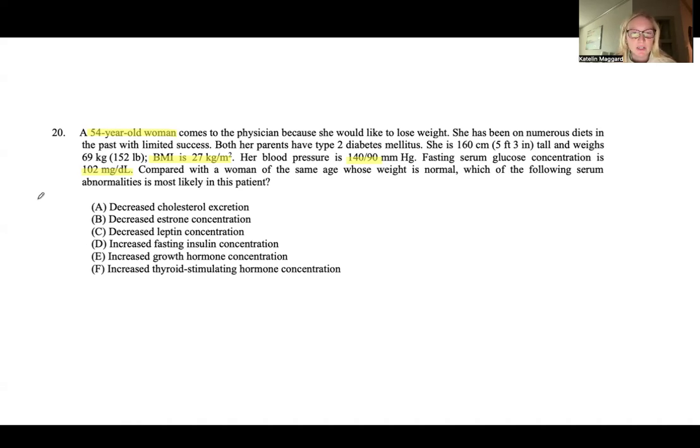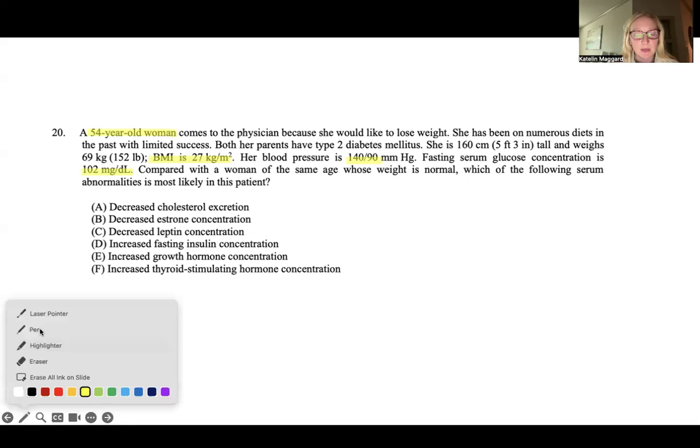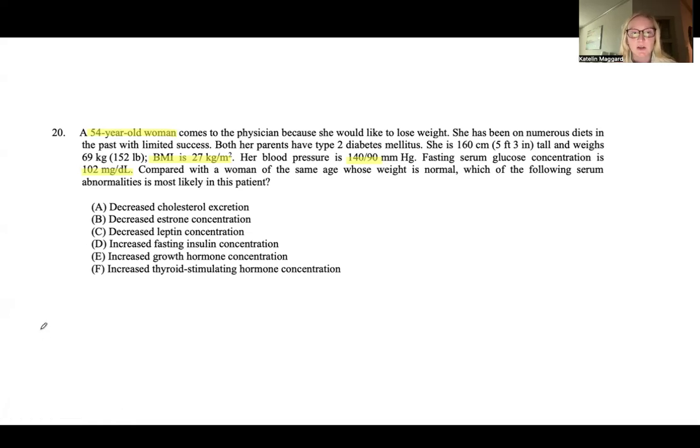So decreased cholesterol excretion, that one's not really sticking out to me there, but I wouldn't necessarily cross it off yet. And then B, decreased estrogen concentration. In my head, that's saying incorrect because I know in patients that have a higher BMI or adipose tissue content, that actually increases their estrogen content. So that would be increased in this patient. And then decreased leptin concentration. I know that that is incorrect just based off of the higher BMI.